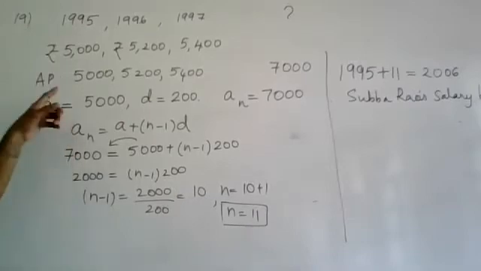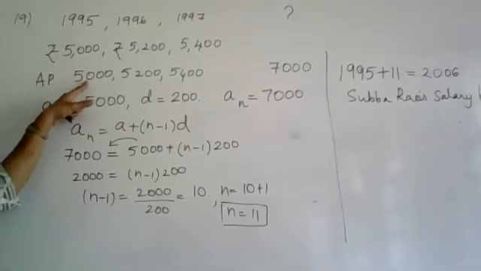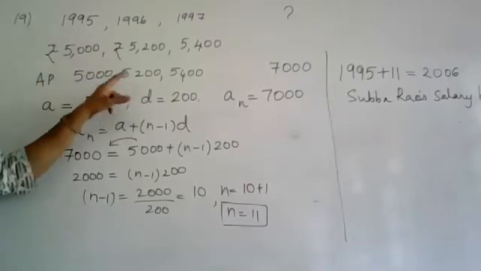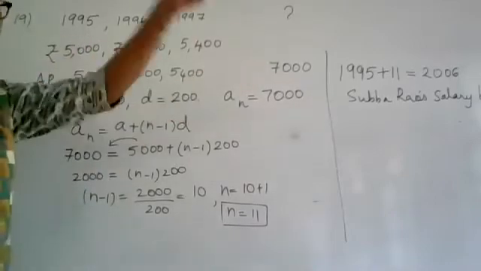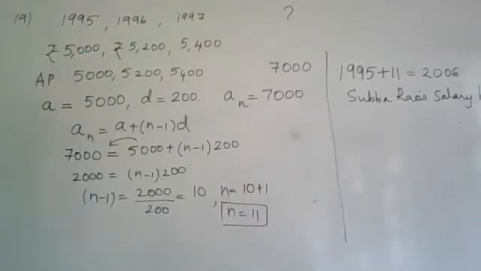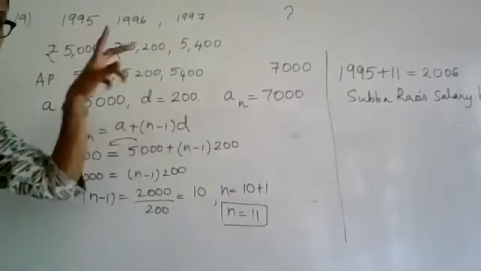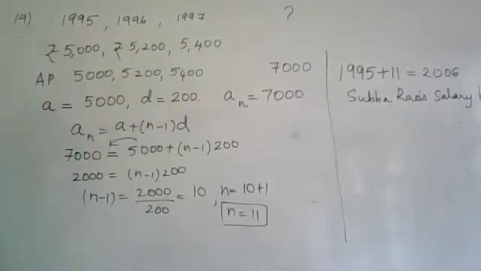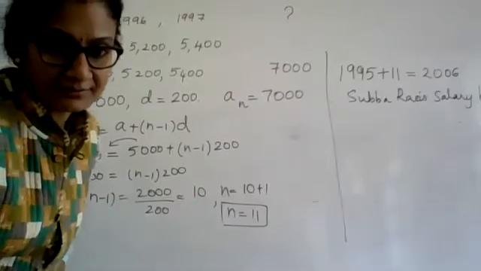Clear? See here also, 1995, he started with 5,000. In the beginning of 96, he'll be fixed for 5,200. The entire year, he'll be in that salary only. Then in the beginning of 97, again, he'll get a hike of 200. So he will be on 5,400. Is that clear?